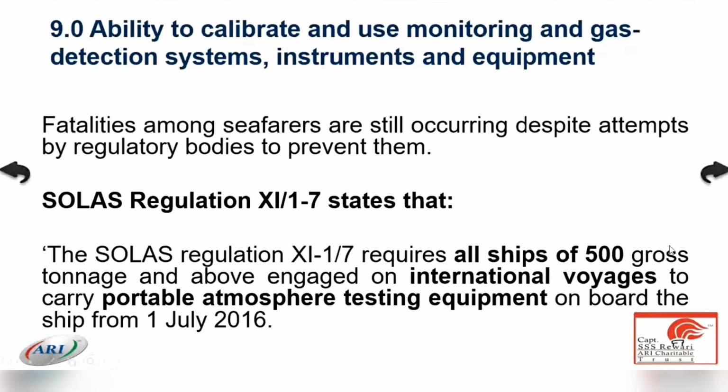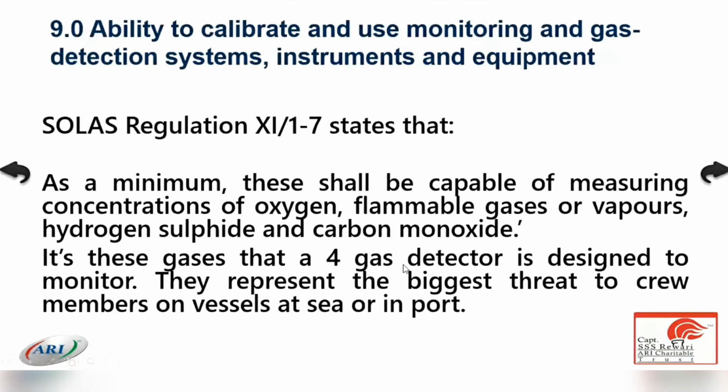All ships of 500 gross tonnage and above engaged in international voyage must carry portable atmospheric testing equipment on board. Portable, not personal. Portable, all ships, not tankers. We're not talking about tankers. All ships must carry. And these meters must be capable of measuring at least these 4 gases: hydrocarbon, oxygen, carbon monoxide, hydrogen sulfide. SOLAS का रिक्वायरमेंट ये है फॉर ऑल शिप्स.